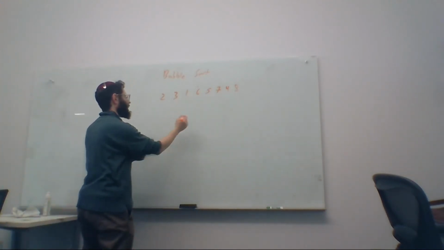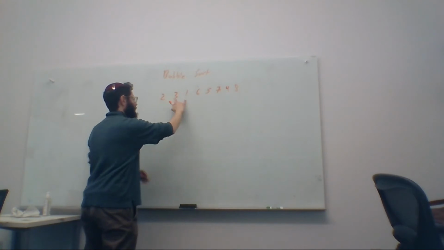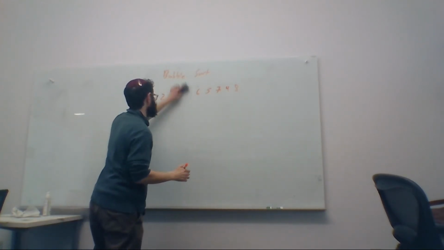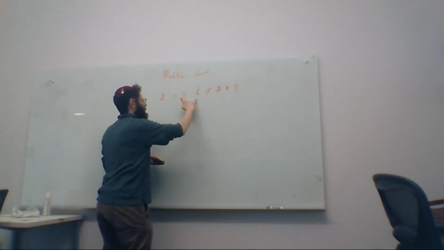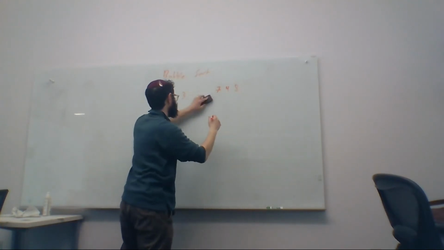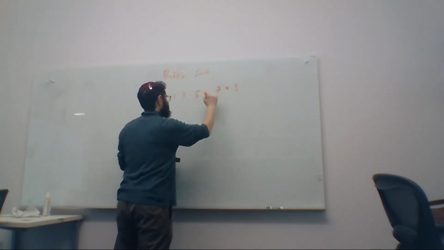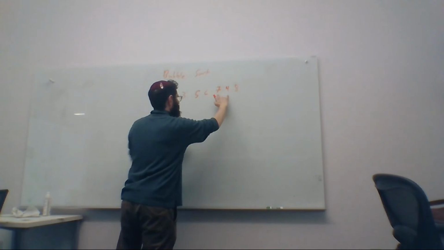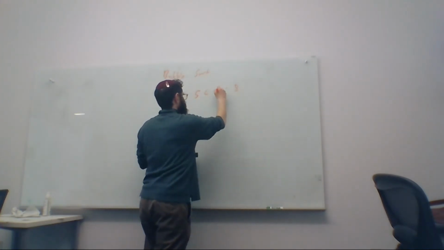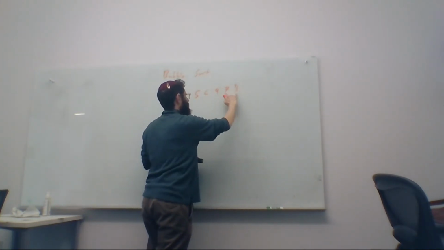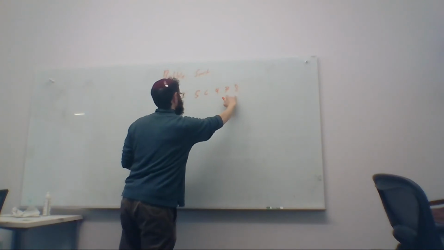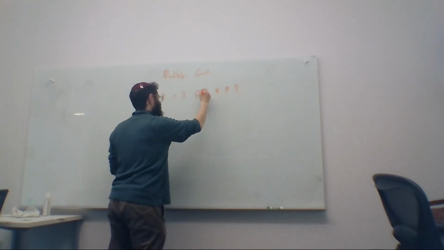So let's go ahead and do this again. So 2 and 3 are in order, 1, 3 are not. 3 and 6, 6 and 5, 5 and 6, 6 and 7, 7 and 4. Okay, and then 7 and 8 are already in order. We really don't have to check that one if you're clever about it.